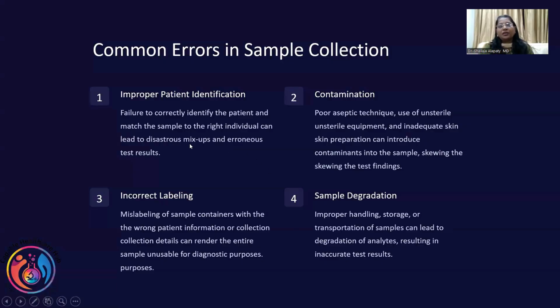Patient identification. Manjunath, Srinivas, David, 101 people with similar names, in India also. So don't go by the name alone, go by name and go by hospital number. Always look at whose bill it is. What is the name on the bill? Then collect the sample. Incorrect labeling, as I mentioned. Contamination, as I mentioned. Sample degradation.